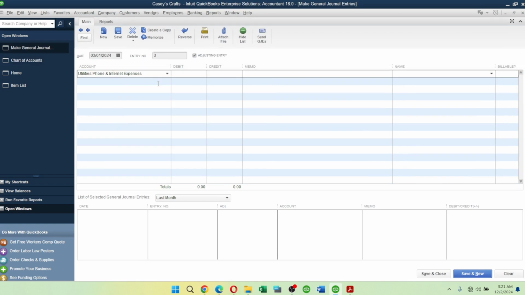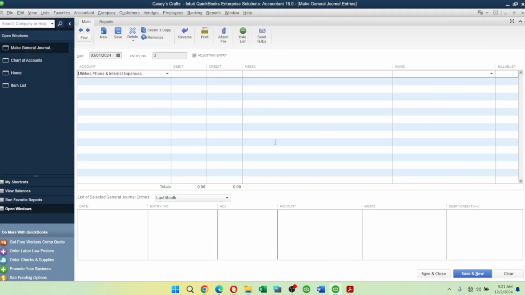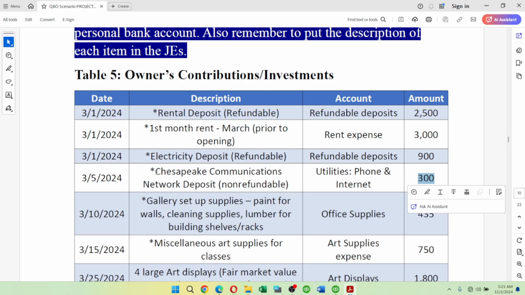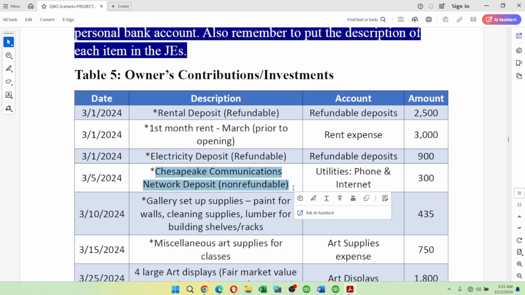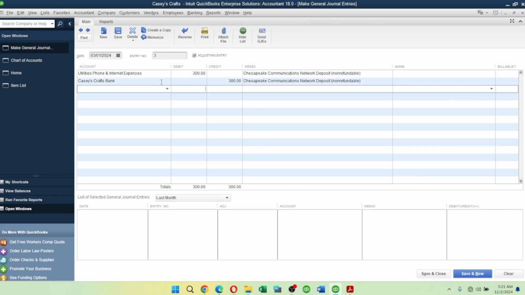You can see utility and internet expense, even though the expense is not included here. So it's 300. The description is going to be this. So once you do that, this account is the one paying for it.